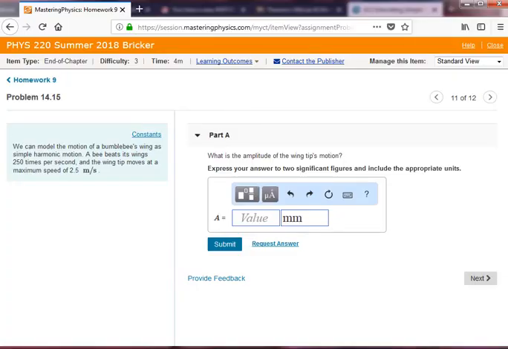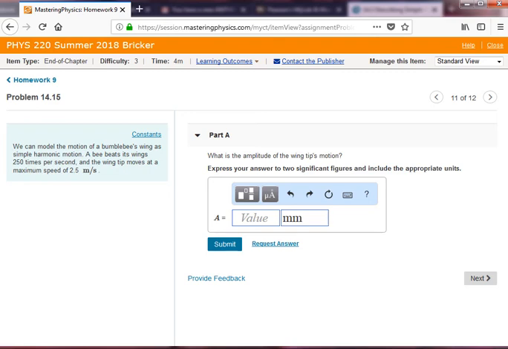Excellent. Okay, the next one: you can model the motion of a bumblebee's wing as simple harmonic motion. Once you know that, all the simple harmonic motion equations come into play. A bee beats its wings 250 times per second. That's really the frequency, isn't it? It's how many things happen per second: oscillations, vibrations, beats in this case. So the frequency is 250 hertz.